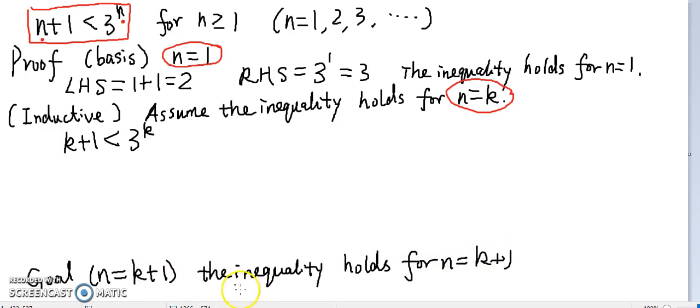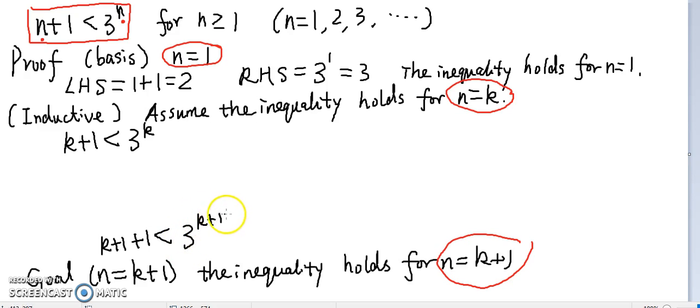So what is the inequality if n equals k plus 1? Similar to the previous two cases: in the basis case, we replace n on both sides with 1. In the n equal to k case, we replace n on both sides with k. If n equals k plus 1, of course, we replace both sides' n with k plus 1. So I'm going to write down the formula. The left-hand side will be k plus 1 to replace n, and there's another plus 1 on the left-hand side. On the right-hand side, replace n with k plus 1. So this is our goal inequality. That's what we want to prove.